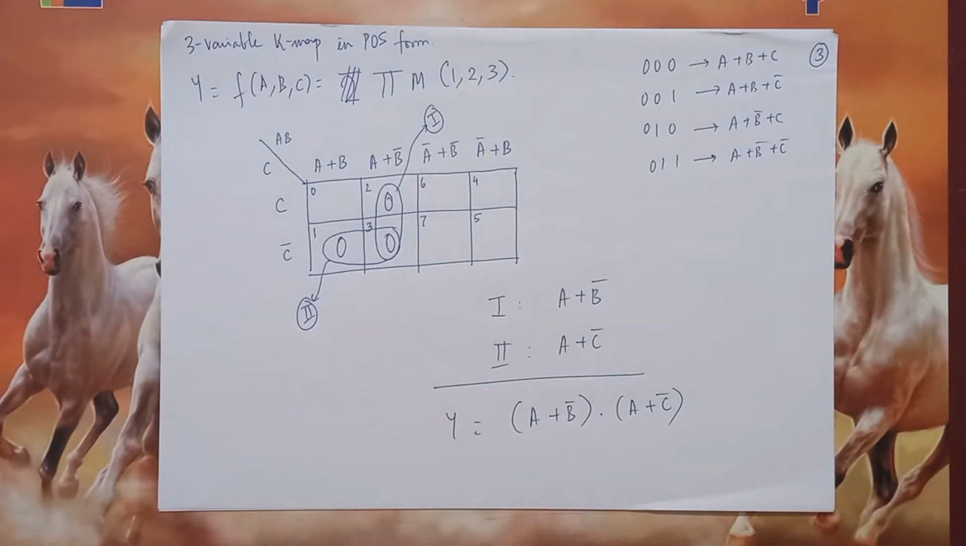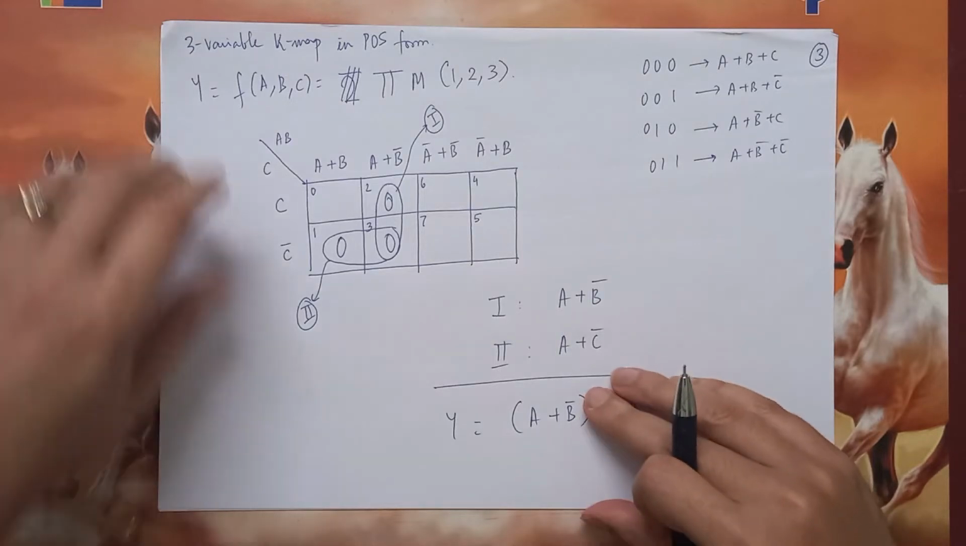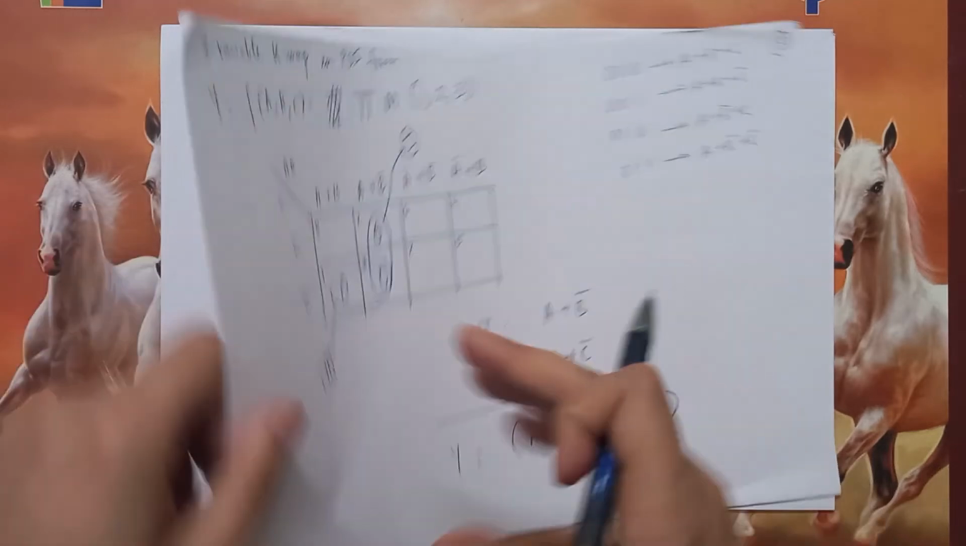This is how you solve for a K-map in the POS form. So I hope this is clear. Let us now move over to something that is a little more complex. That is 4 variable K-maps.